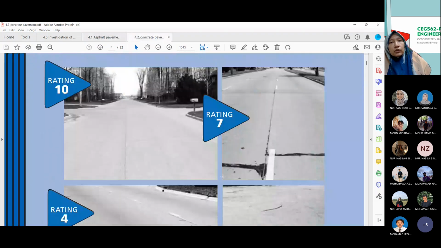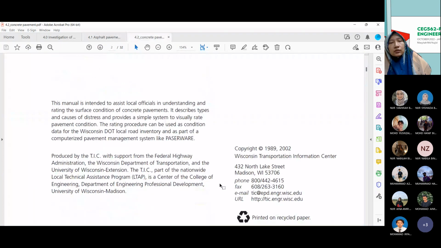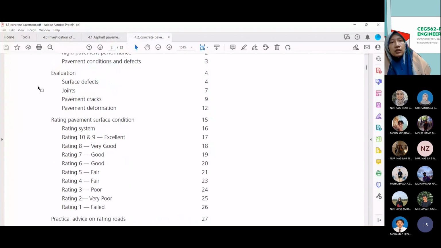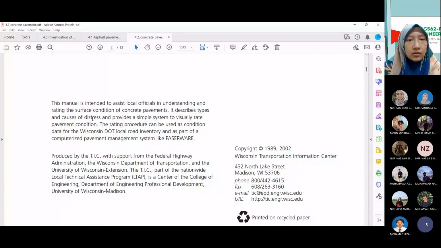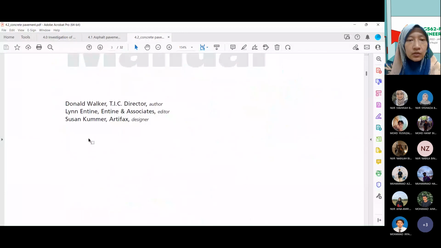And then if you go to the concrete manual, we can see that the evaluations are similar to asphalt pavement, but now we have joints, because in construction of concrete pavement, we are going to apply joints in the pavement structure. So the joints are used to bear any kind of forces or moment acting on the structure due to the loads.